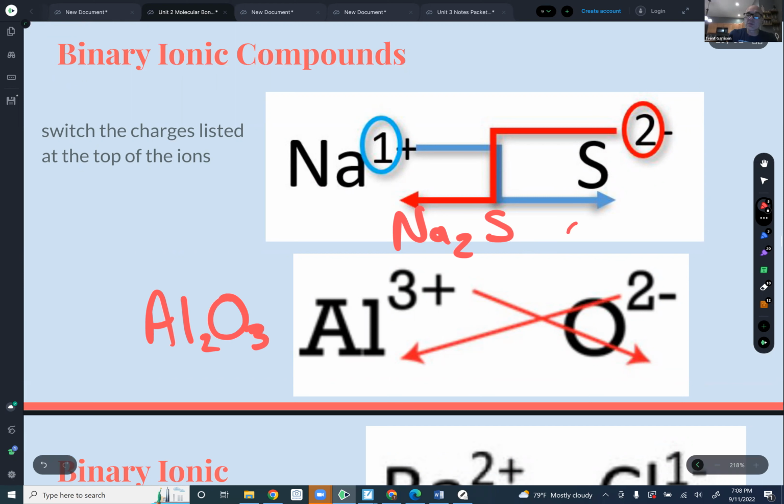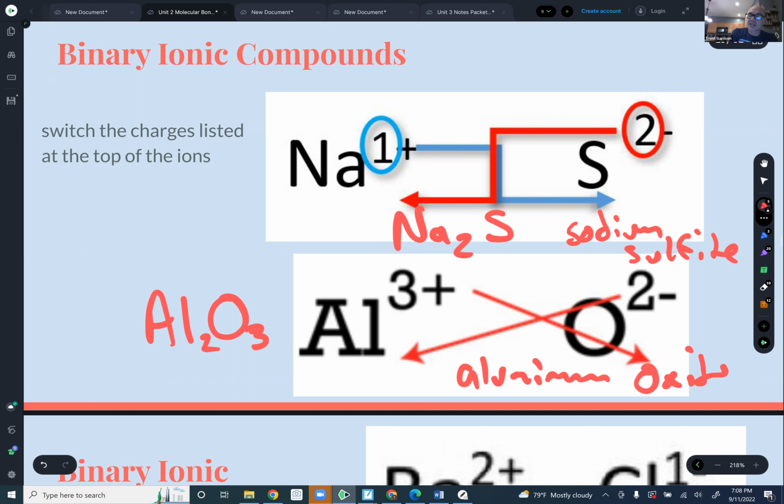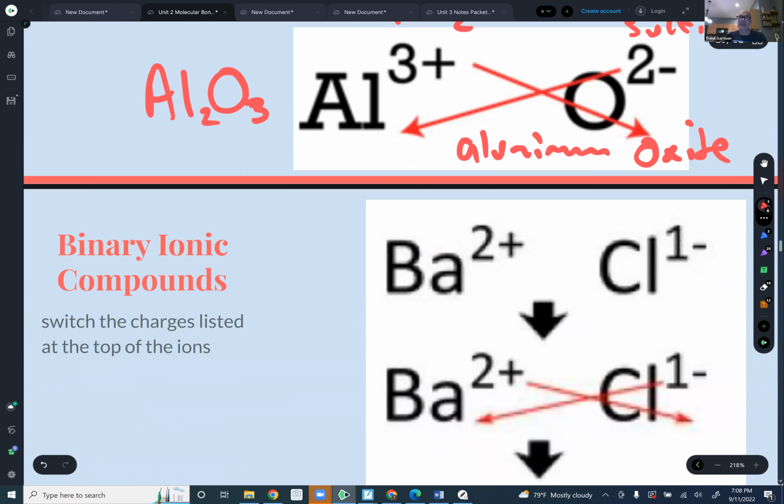What would be the name of this one? It would be sodium sulfide, IDE. The name of the second one, aluminum oxide. It comes with practice where this cutoff ends for the non-metal second portion of the naming.